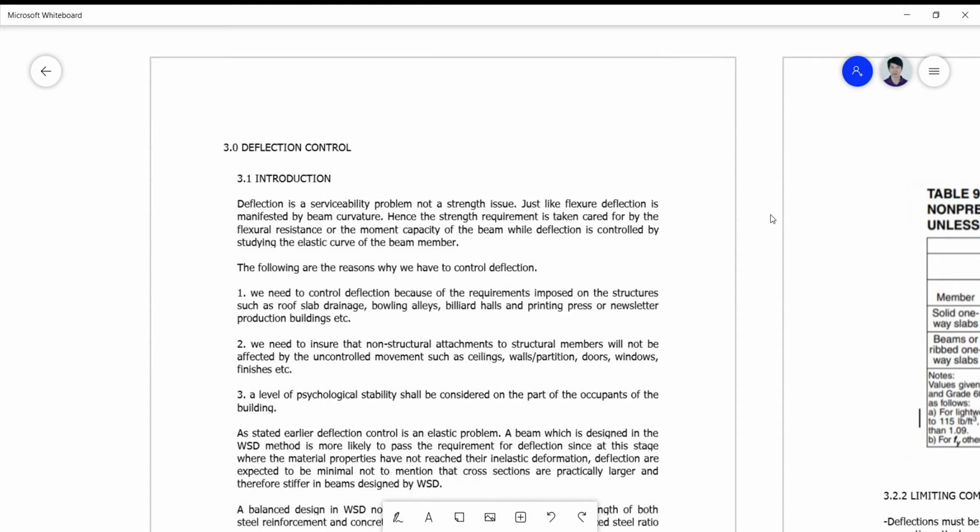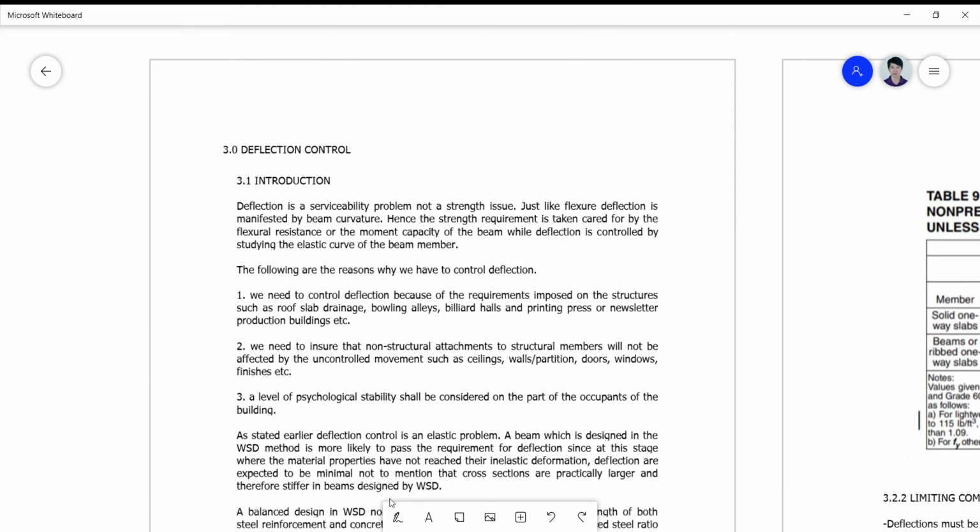Okay, so let's have a recall on what serviceability means. When you say serviceability, we are referring to most likely the function of the member of the structure or the structure itself.